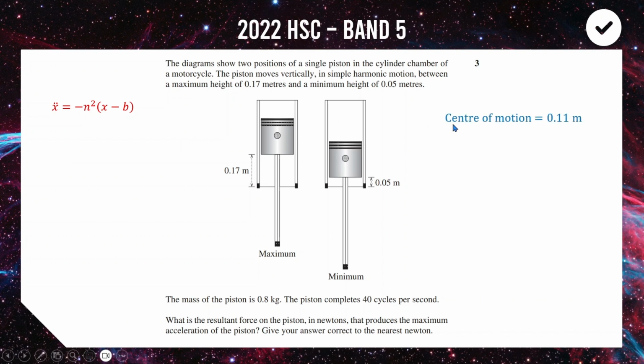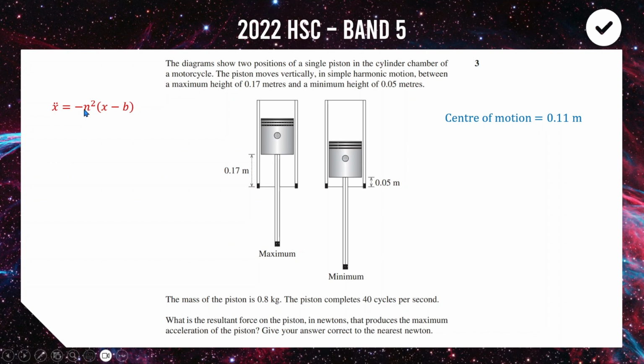Okay, so center of motion, we can see if the max is 0.17 and the minimum is 0.05, the middle point that this piston is sort of oscillating around is going to have to be halfway between those two numbers. And halfway between 0.05 and 0.17 is 0.11. So straight away, just by figuring that out, we know what b is.